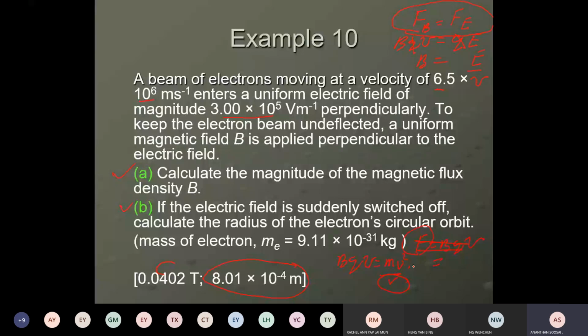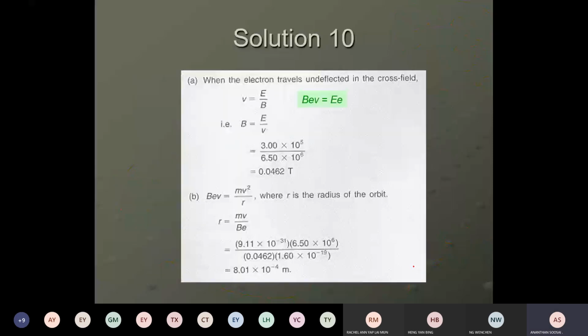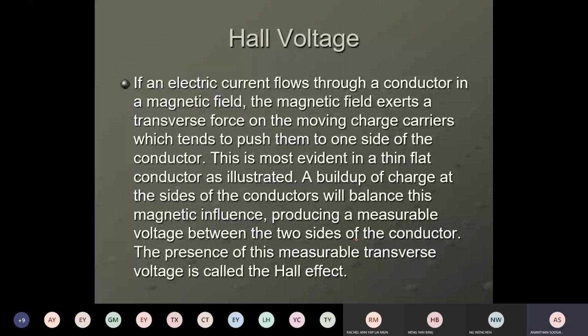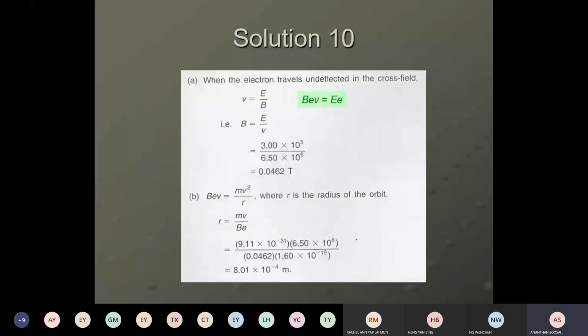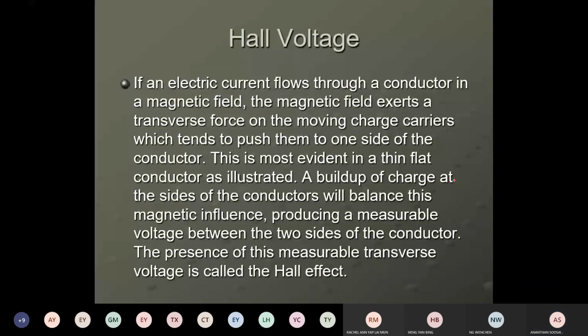Okay, so this is magnetic field and electric field together. This is the working from just now. Okay, class, that's about charged particles experiencing force in B and E fields. Now you're going to learn something totally new that you never learned before: something called Hall voltage.